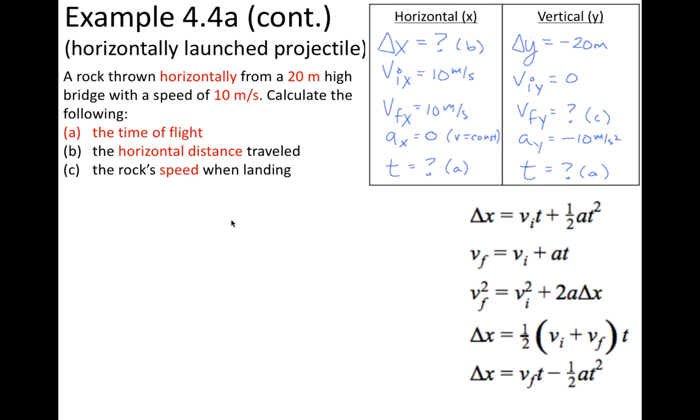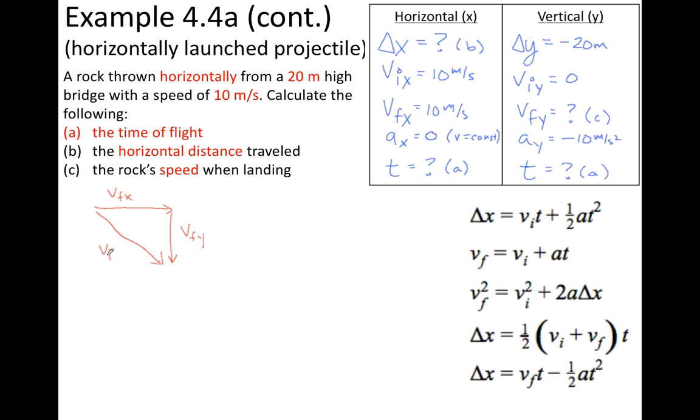For part C of the problem, we want to find the rock's speed when it lands. So it helps to picture what the rock is doing when it lands. The rock is still moving horizontally, but now it's gained some y velocity. It's moving downwards when it lands. These components can be labeled Vfx for the final velocity in the x direction and Vfy for the final velocity in the y direction. And the overall final velocity looks something like this.